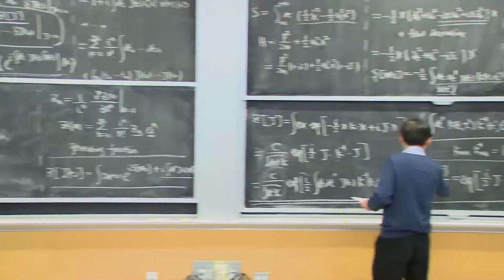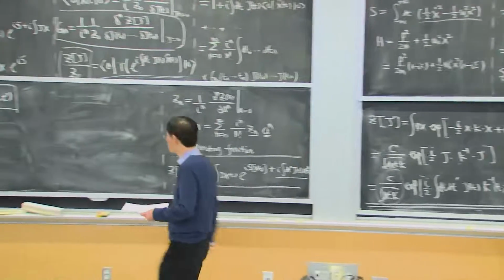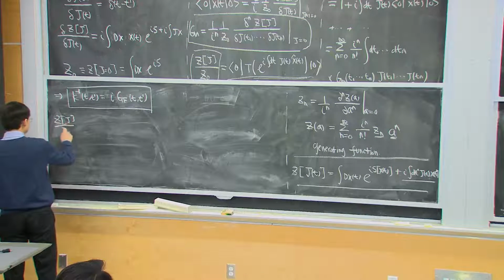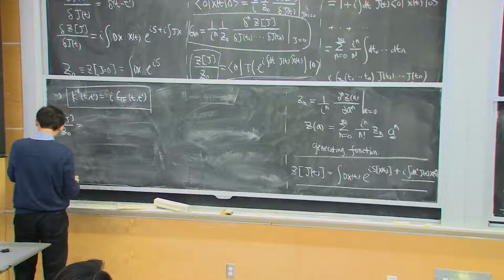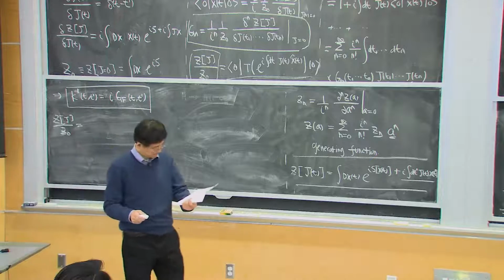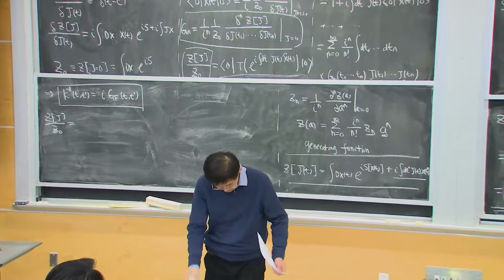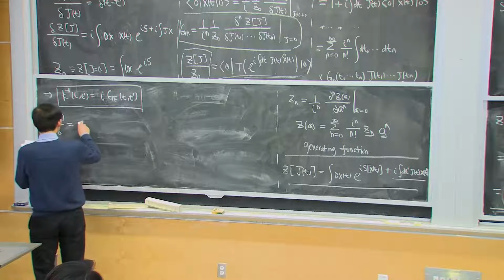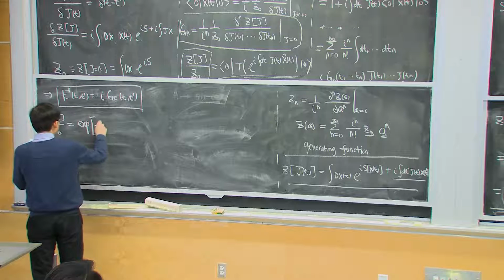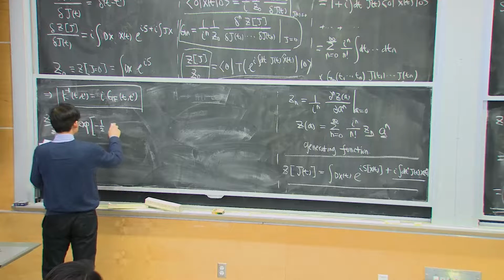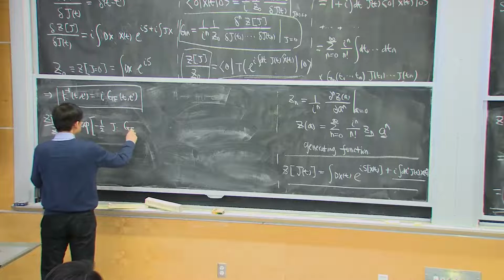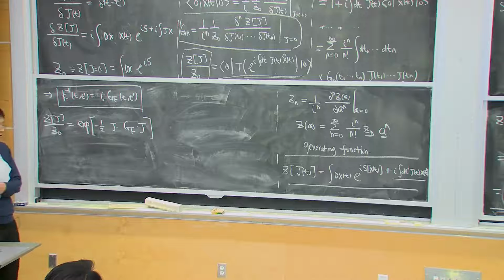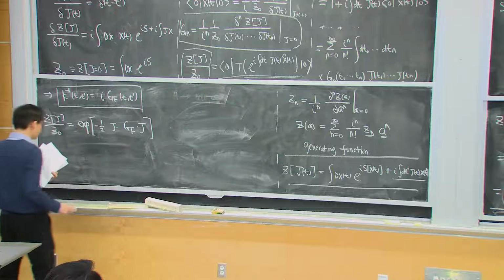So then we learn that Z[J] divided by Z[0] is just equal to the exponential of now minus 1/2 J G_F J. Okay? So now it's just G_F. Everything is determined by this G_F.